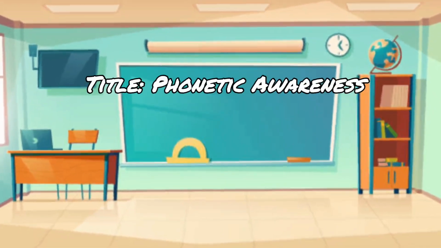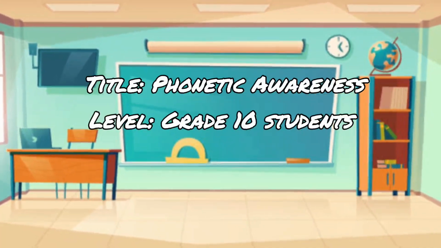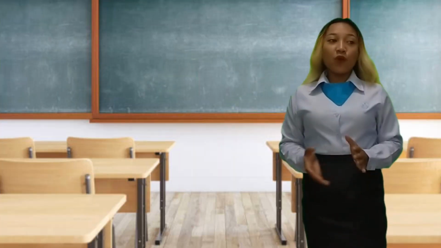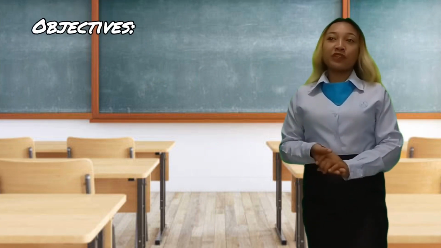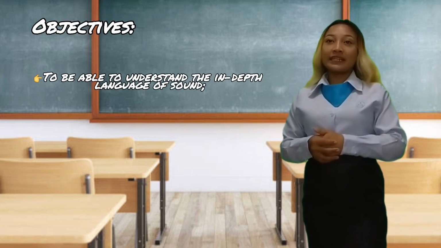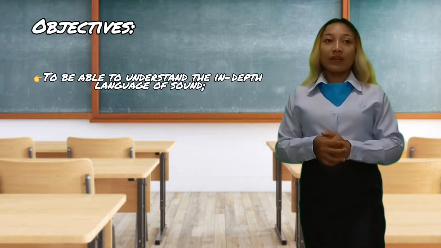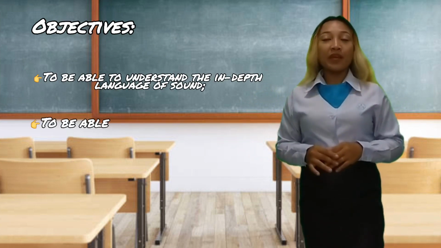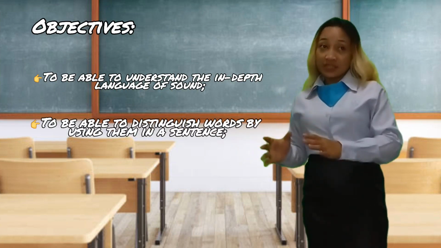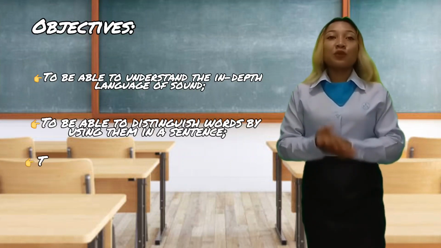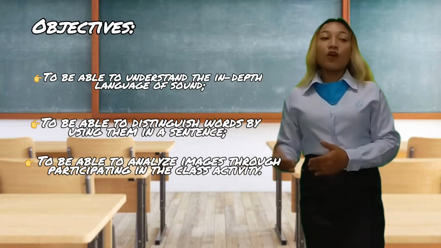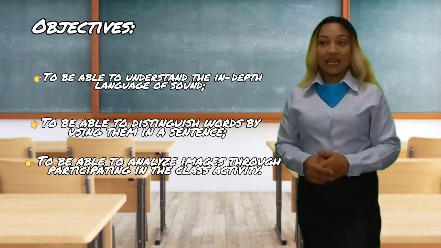Title: Phonemic Awareness for the grade 10 students. Allotted time is 15 minutes. For our objectives for today's class, we must be able to understand the in-depth language of sound, to distinguish words by using them in a sentence, and lastly, to analyze images through participating, of course, in our class activity.